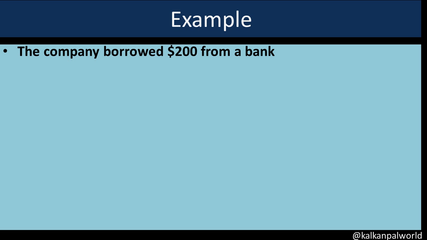Now we will take the second example. The company is borrowing $200 from the bank. What will be the result? The company will get the money from the bank. That is, its cash account will go up, while its liability towards the bank will also go up. So there will be two impacts. One is assets go up. Second will be liability going up.